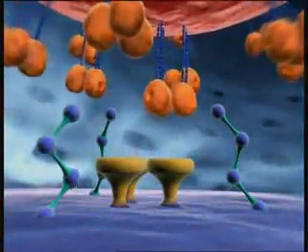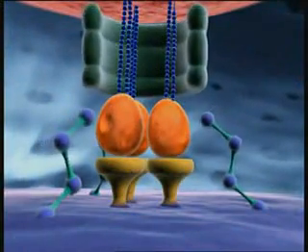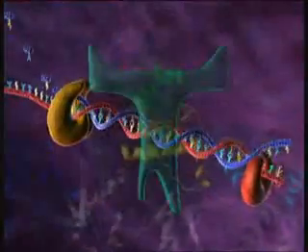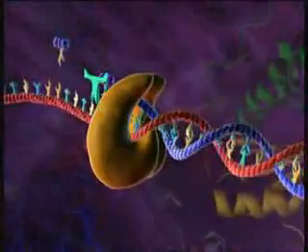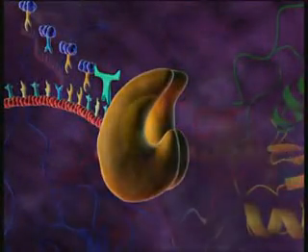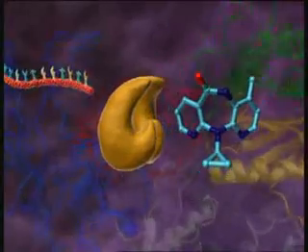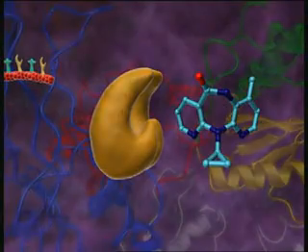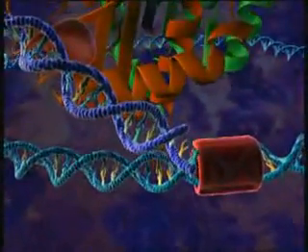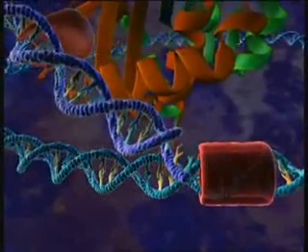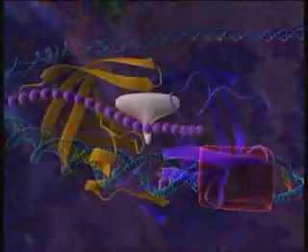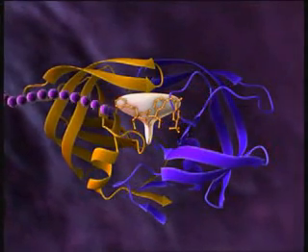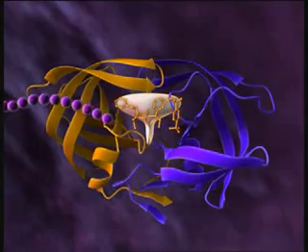Entry into the host cell can be blocked by fusion inhibitors, for example. Inhibition of reverse transcriptase by nucleoside inhibitors or by non-nucleoside reverse transcriptase inhibitors is part of standard antiretroviral regimens. The action of integrase can be blocked. Protease inhibitors are also part of standard antiretroviral therapy.